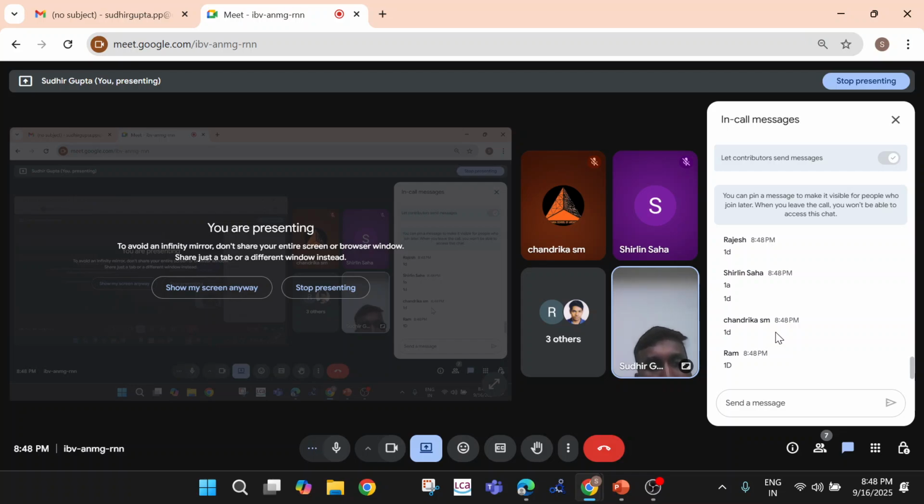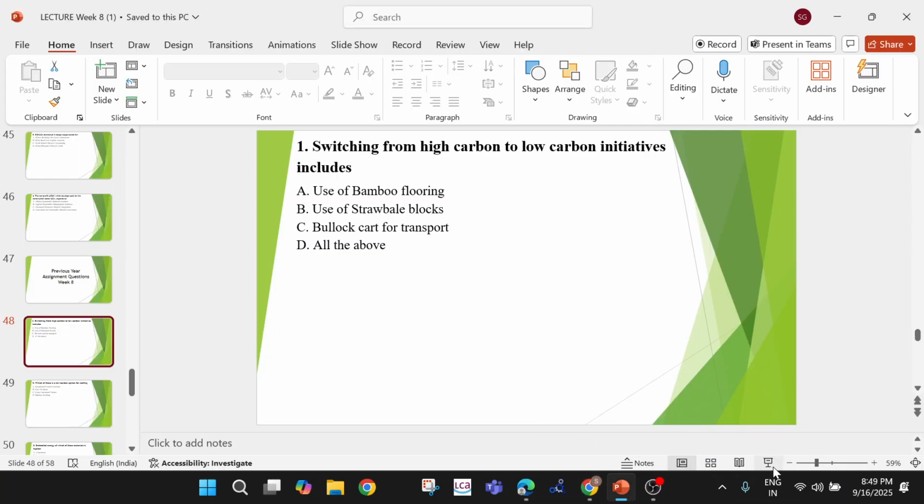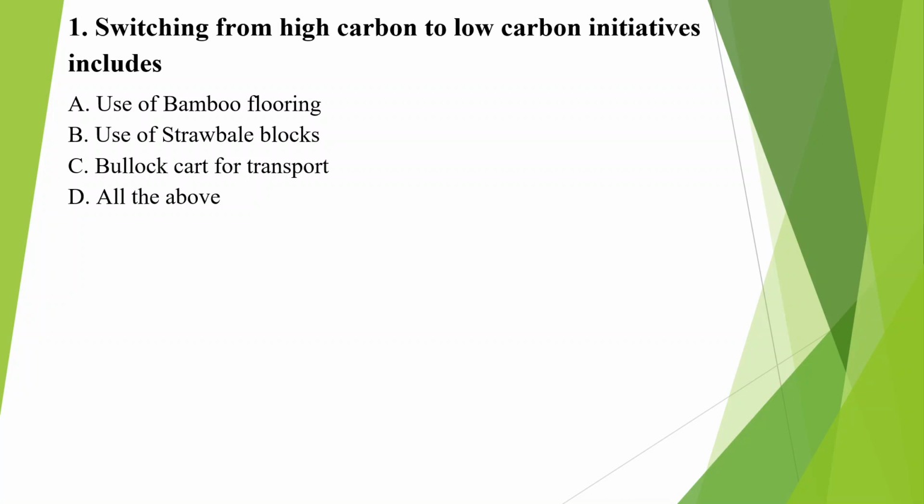So 1D, 1D, 1. Acha, Celine has answered 1D. So all of you are going for question 1, option D, all of the above. That is use of bamboo flooring, use of straw bale blocks and block cart for transport. All these things will be helping you in switching from high carbon to low carbon. All of you are correct.